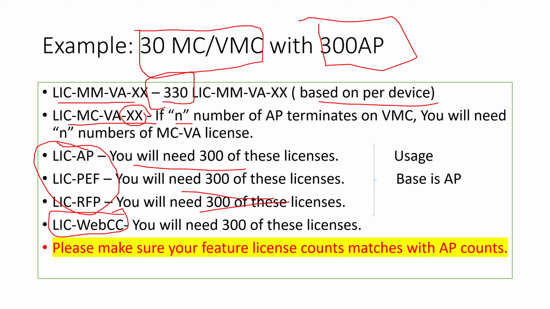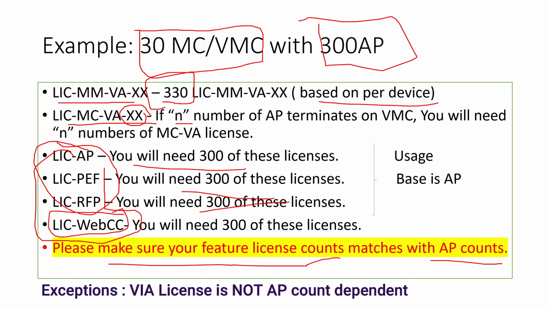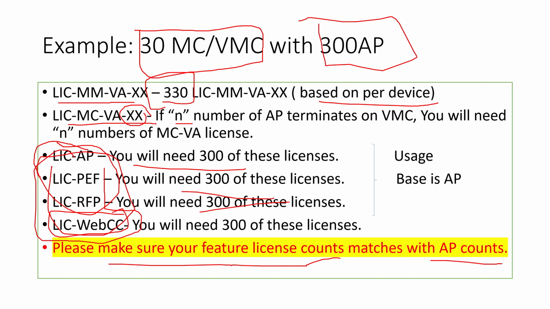But the feature licenses have a very key factor you have to remember. Please make sure your feature license count matches your AP count. If you have 100 APs, you need to buy 100 RF licenses. Later on, if you want to add 20 more APs, make sure you buy additional licenses to support them. So what happens if you bought 100 APs, but you only bought 50 PEF and RF Protect licenses? 50 APs will drop off from your environment. That is very bad. So that key factor you have to remember: feature licenses need to match your AP license count.